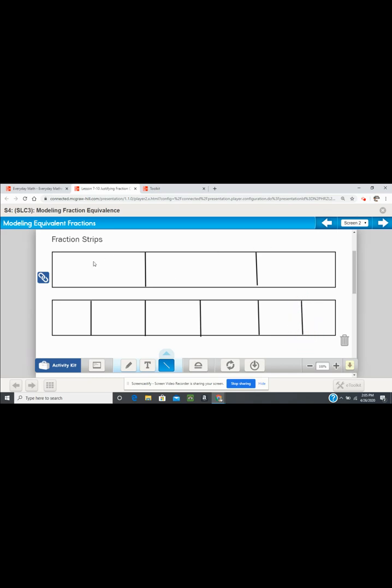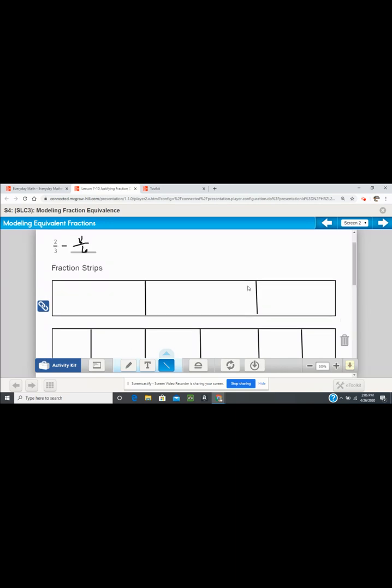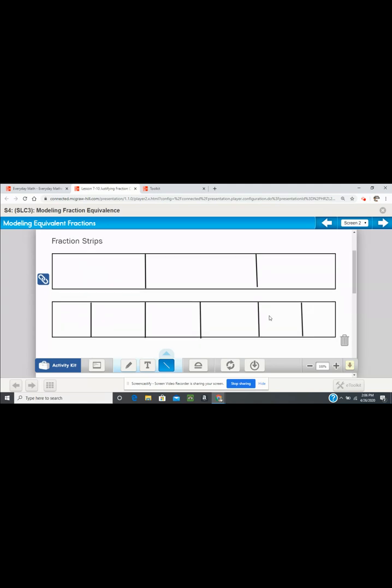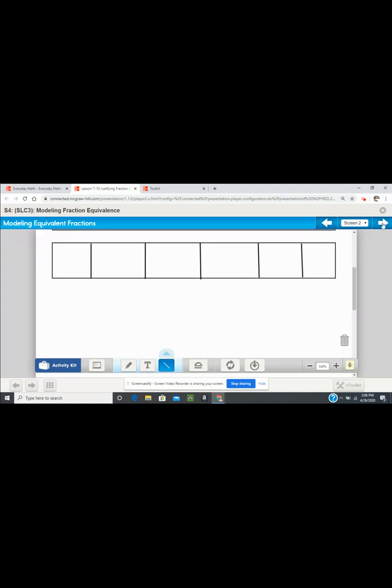And we see 2/3 would be 1, 2, so right here. And we also see down here that this line matches up with that one. So we know that that would be equivalent or equal. So we go 1, 2, 3, 4, 6. So 2/3 is equal to 4/6, just the same as the last one.